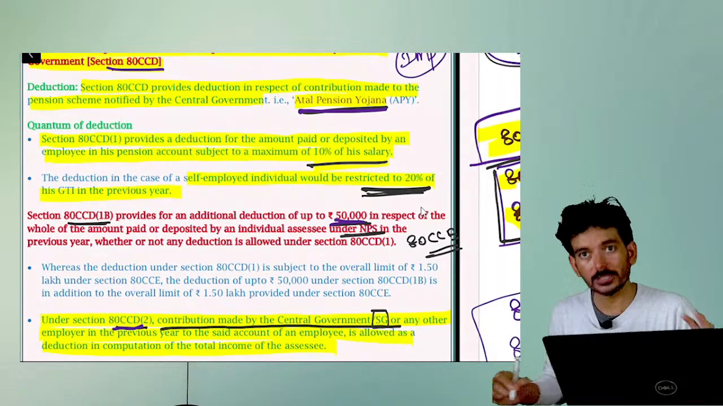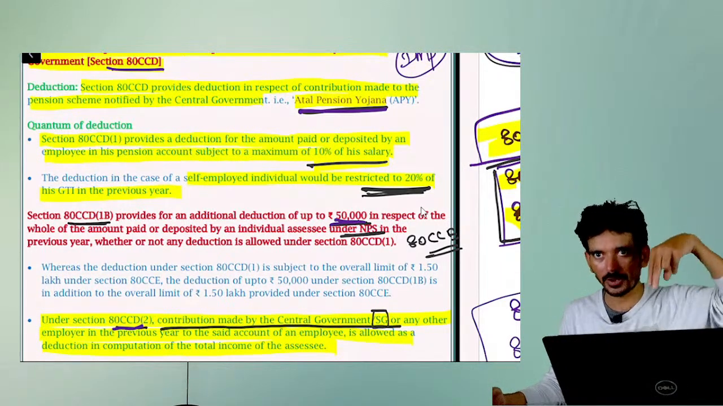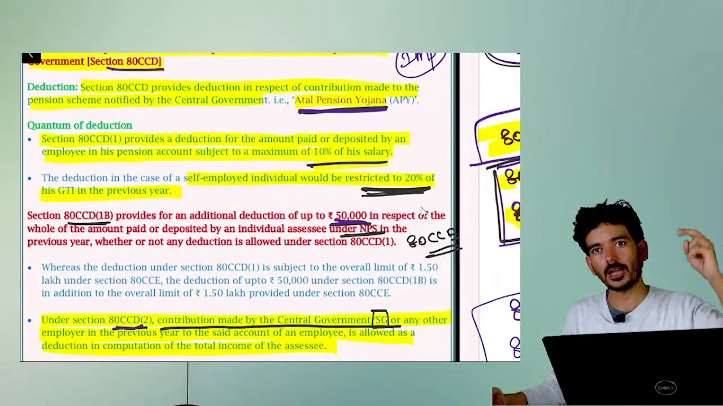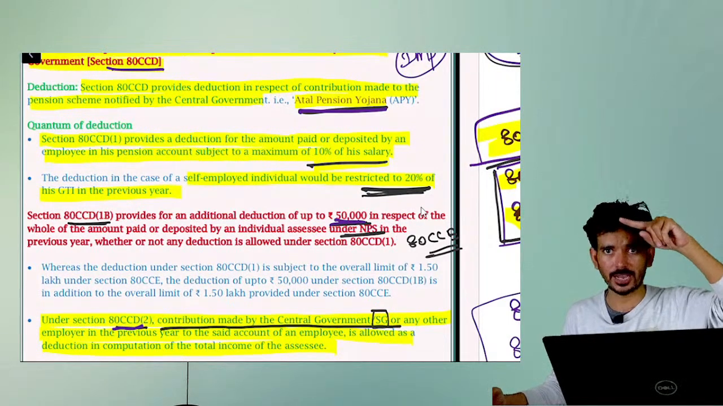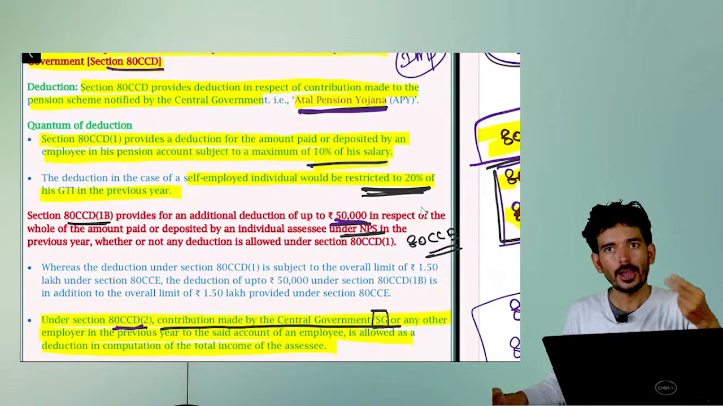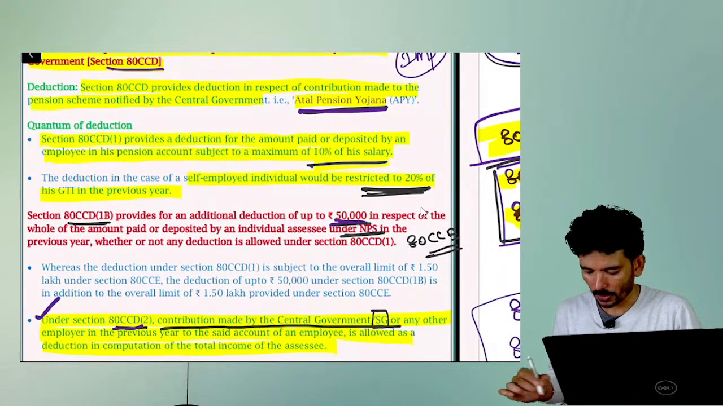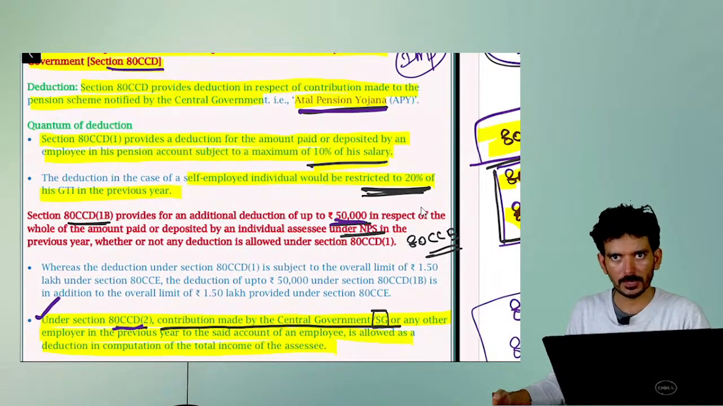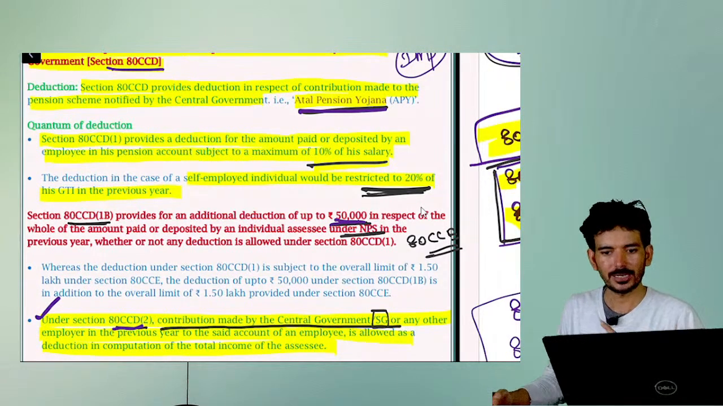80CCD(2) is when the government or the employer is giving it to you. If it is given by the employer, it will be included in your salary first as per section 15, and you will get the deduction here. But if you are a government employee it is 14%, otherwise it is 10%.